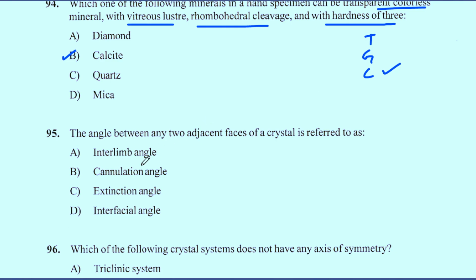Next question is: the angle between any two adjacent crystal faces. Suppose this is our crystal face and the angle between these two is called interfacial angle.